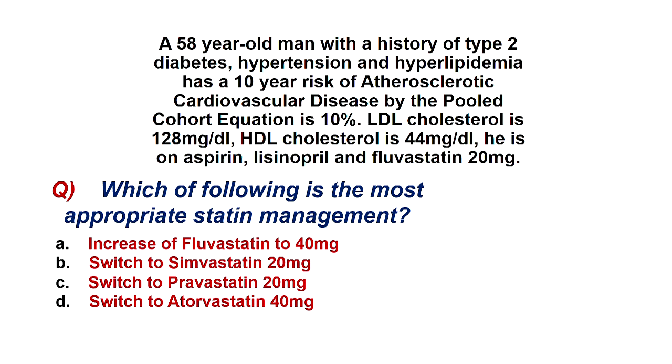Okay, again, pooled cohort risk. This time the patient's score is 10%. So we know less than 5%, it's low risk, 5 to 7.5, intermediate risk, and the high-risk patient is more than 7.5%. This patient is 10%.